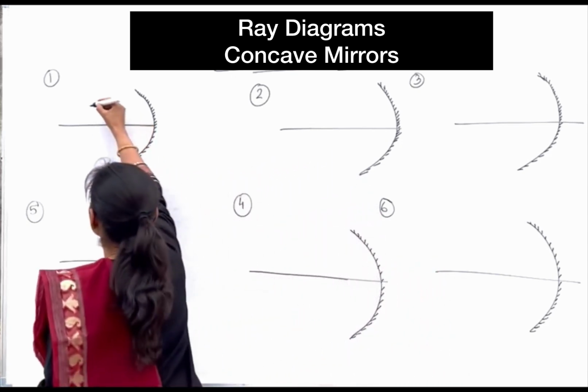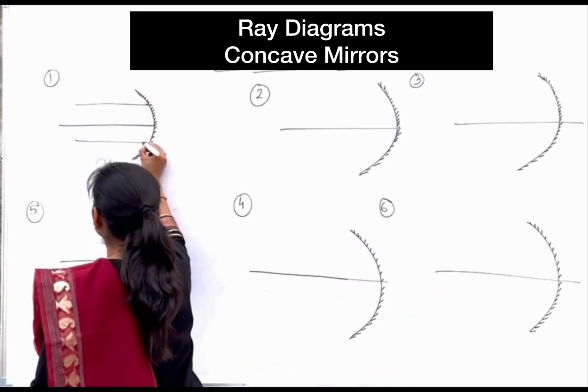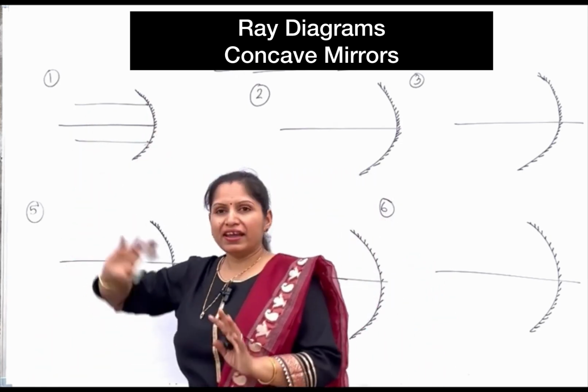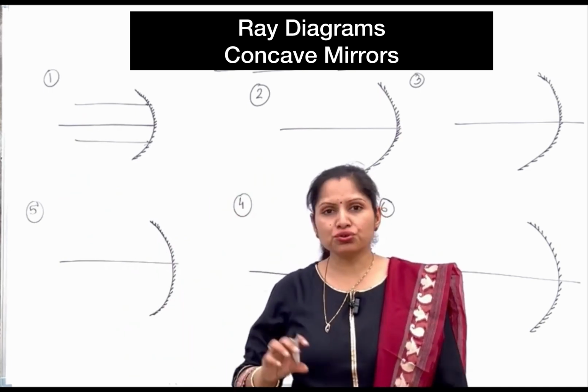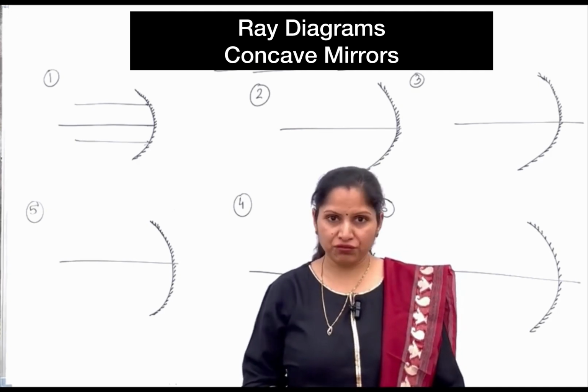So let's draw when the object is at infinity, just show it with two parallel light rays. That's it. You need not draw any object in case when the object is at infinity. So just show two parallel lines, two parallel light rays that are coming from infinity.